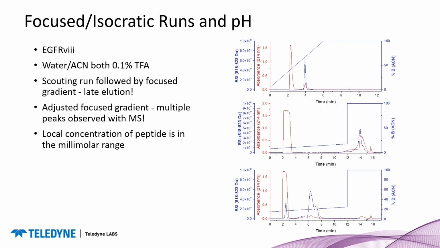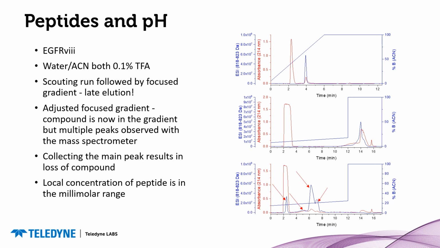A slight adjustment to the focus gradient causes a nice elution. The start and end of the focus gradient were increased by 5%. The mass spectrometer trace suggests that the same compound is in multiple peaks. This shows that the compound has multiple ionized states that are stable under these conditions, each with its own polarity and its own retention time.